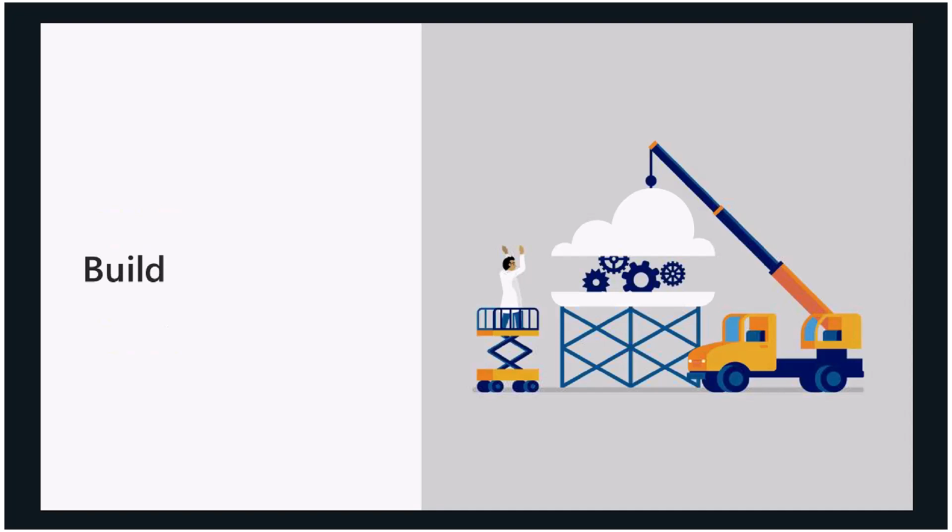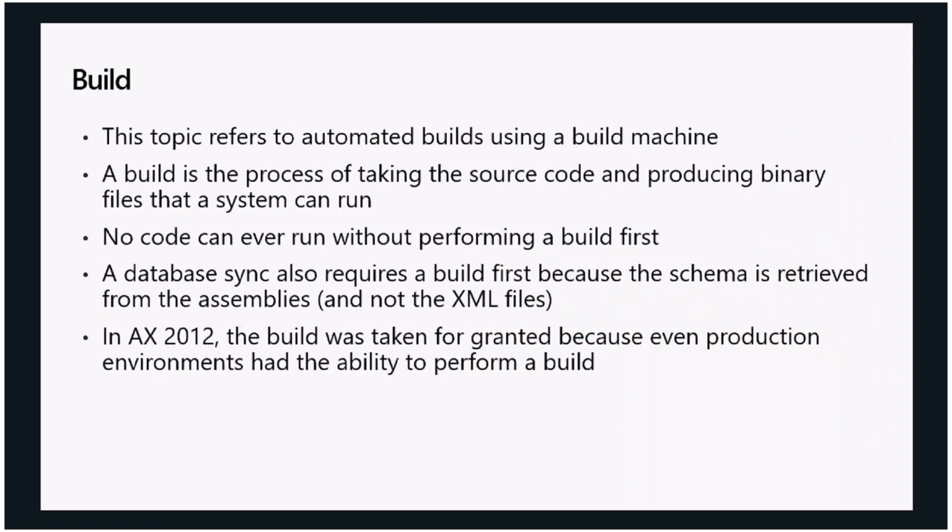Okay, let's talk about builds. For this topic, we're talking about automated builds using a build machine. The build is the process of taking the source code from the models that we talked about and producing the binary files, which are combined into a package that we talked about. No code can ever run without performing a build first.